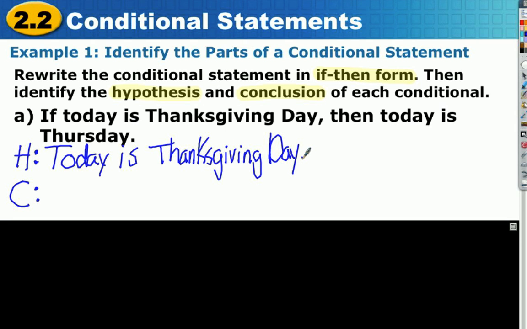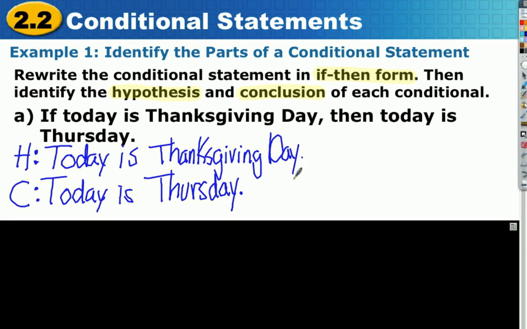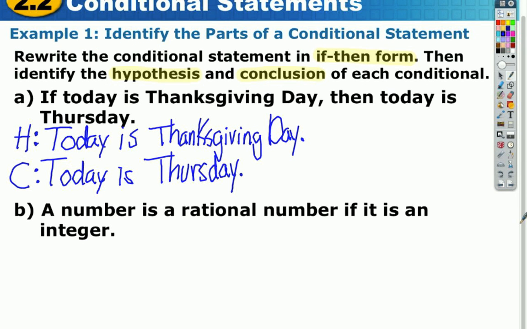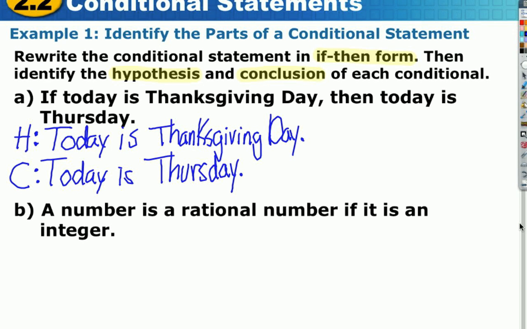Today is Thanksgiving Day. So what is the conclusion from this conditional statement? Tristan? Today is Thursday. If-then statement, hypothesis, conclusion. So that's the basics. Any questions so far? And we're going to build from there. Any questions? All right. A number is a rational number if it is an integer.